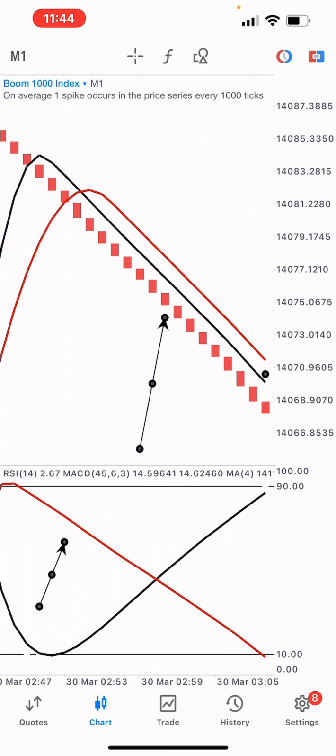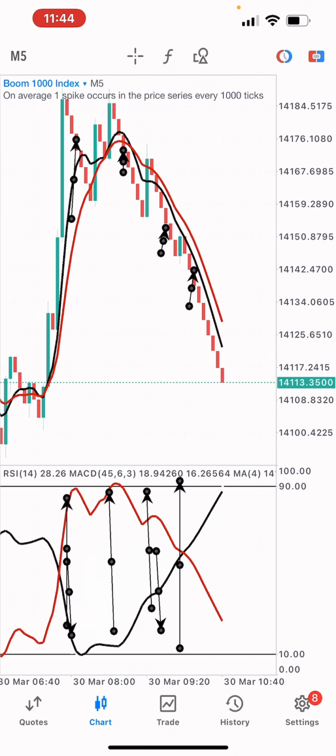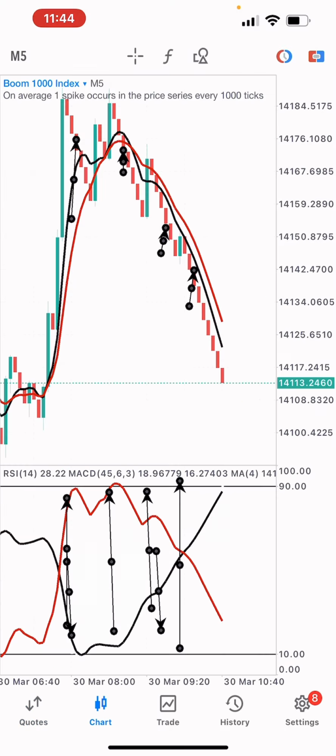So for the Crash 1000 index, what you're actually going to be looking for, for you to take buys on Crash, is that this red indicator has to be here, and the black indicator has to be above. All right, before you can clearly take your buys. The spike has still not occurred yet, so you keep waiting. But I'm sure the spike is going to happen.